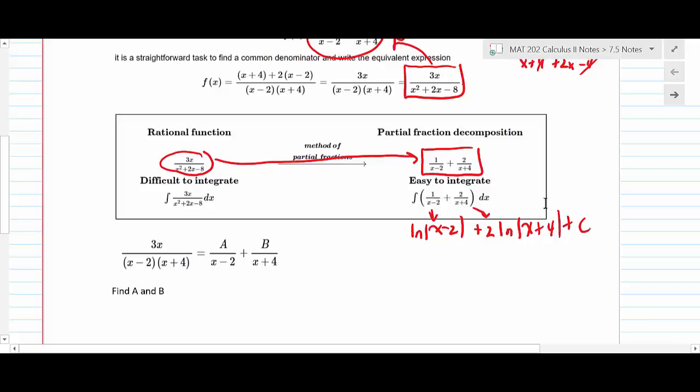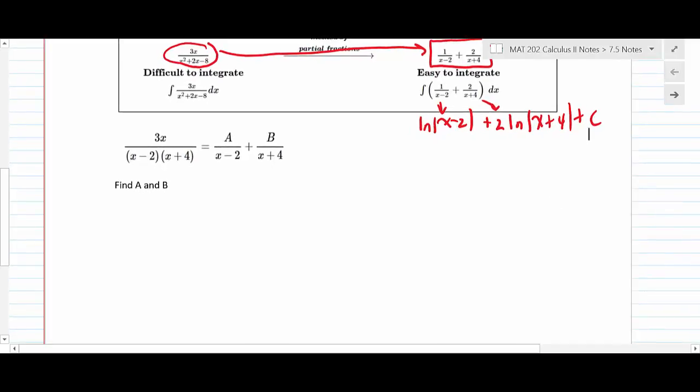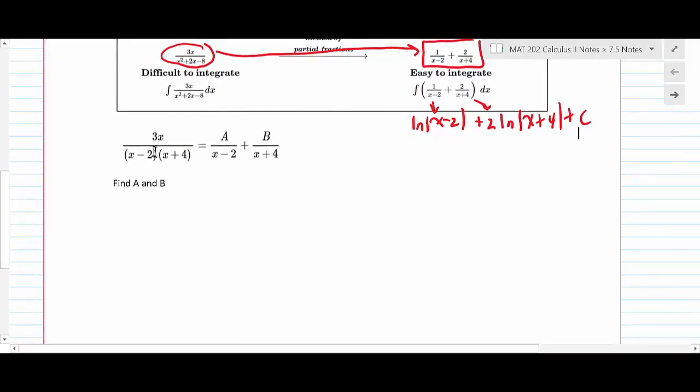So basically, if you can convert this to this decomposed form, then it turns out to be a real easy integral to do. The big part of this problem is the algebra of the decomposition, and then once you get that done, the integrals are going to be easy. Okay, so partial fractions is not too hard to do. It is kind of messy. It's got a lot of algebra in it. So let's go through it, and I'm going to show you how to decompose this thing into 1 over x minus 2 plus 2 over x plus 4.